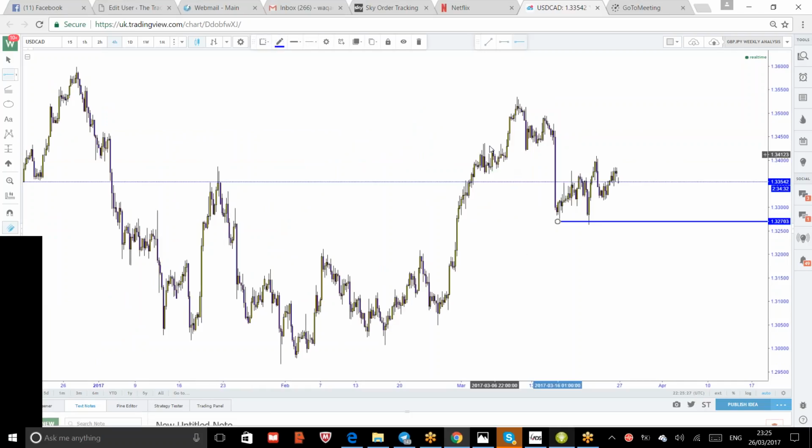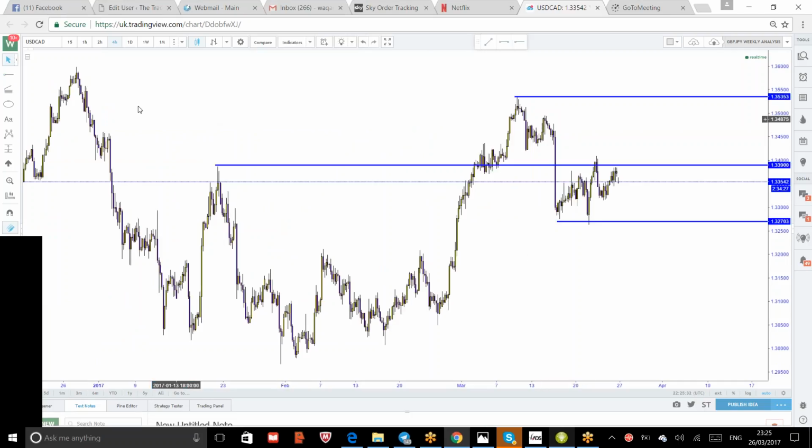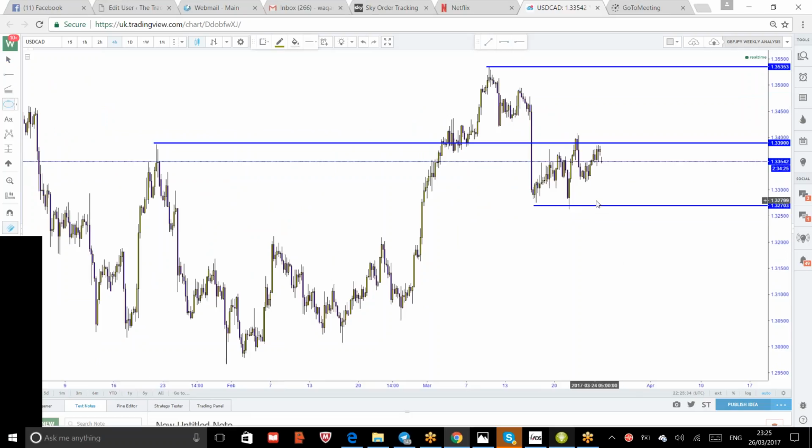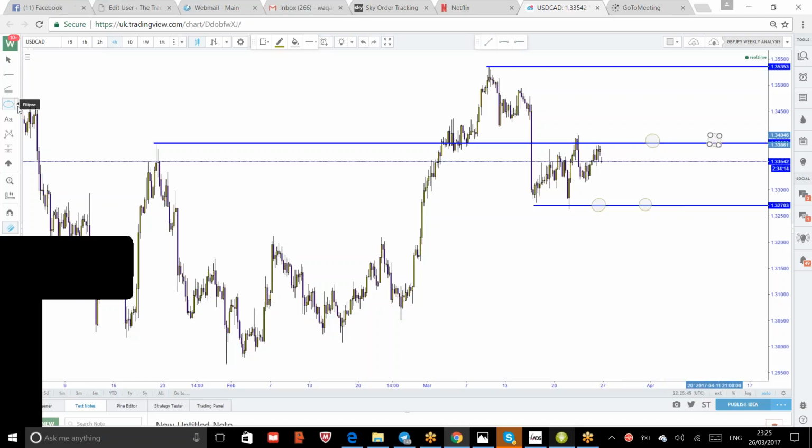This is a support level, guys. Can you see this, right? Again, guys, I want to buy around these levels. Can you see this, guys? Everybody see this? I want to buy on these levels. These are my buying levels. Everybody see this and understand? Please confirm by saying yes.